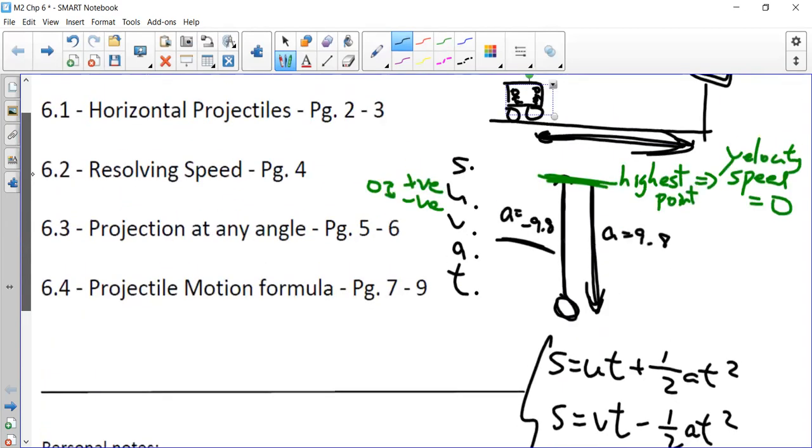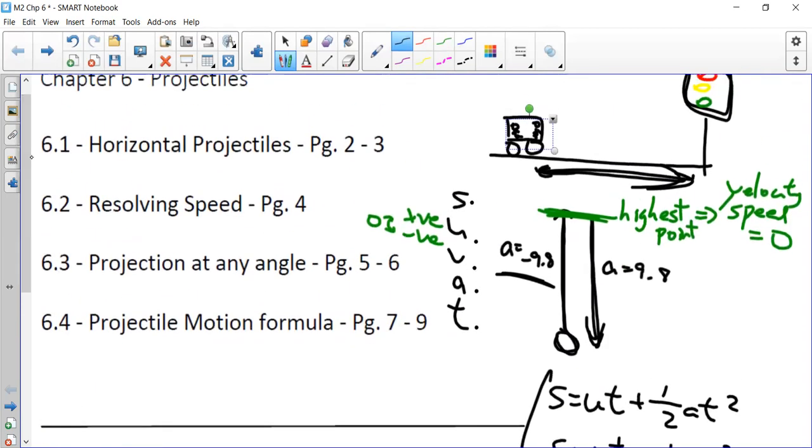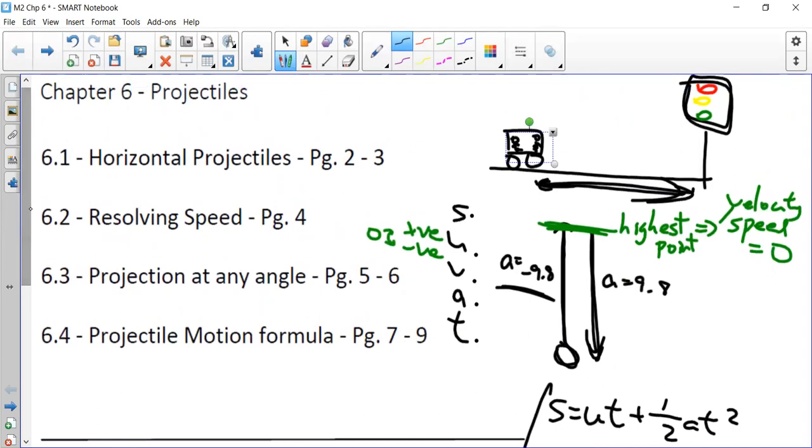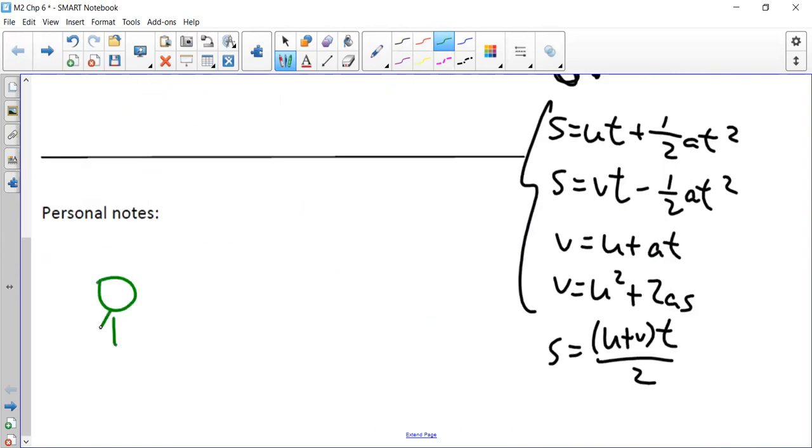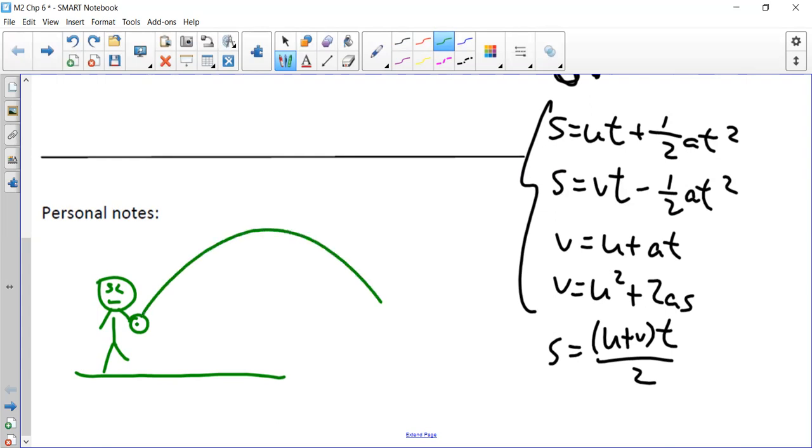So let's dive into chapter 6. So what's chapter 6 then? Chapter 6, projectile, means, imagine, okay, you are throwing maybe a javelin in sports day, or a shot put, when you throw something at an angle. So that's you, holding a ball, and you are trying, using all your energy, to throw the ball upwards as fast as possible, okay?